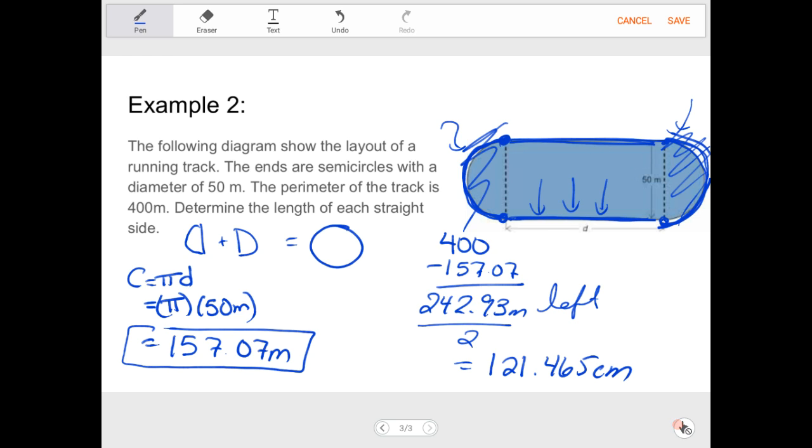124.465 centimeters. I suppose what I'm trying to show you here is how you can have straight line measures and circumference coming together in one equation or one problem.